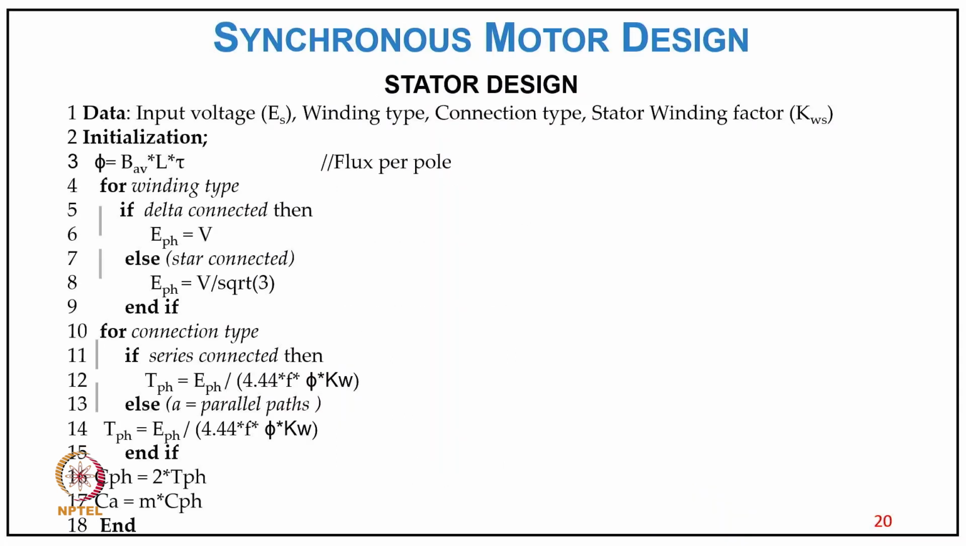Now coming to stator design, that is, given input voltage ES, winding type, connection, and stator winding factor KW, apply phi equal to B average L into tau. And for winding type, if delta connection, EPH equal to V, else star connection, EPH equal to V upon root 3. And for connection type, if series connection, then TPH equal to EPH divided by 4.4 F pi into KW, else A equal to parallel path. So TPH equal to E into 4 F into KW, and CPH equal to 2PH and CA equal to MPH.